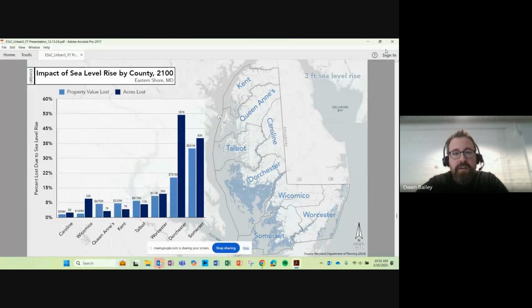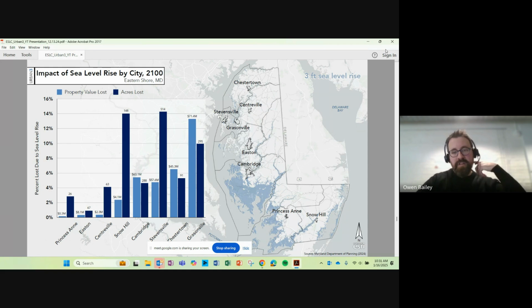So what is the loss per county? Well, Somerset and Dorchester County are going to be hurt the most, losing approximately, or respectively, 82,000 acres and 187,000 acres, $581 million in value, $751 million in value. And what does that mean for our towns? Graysonville and Chestertown are going to be hurt the most.